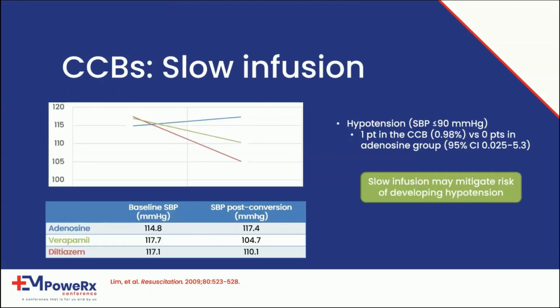If we look at baseline systolic blood pressure before the slow infusion and after, we can see the slow infusion mitigated the risk of developing severe hypotension overall, which the authors defined as a systolic of 90 or lower, only occurring in 1 patient compared to none in the adenosine group. And so it's a potential that if it's possible to utilize slow infusion, it might be reasonable to.